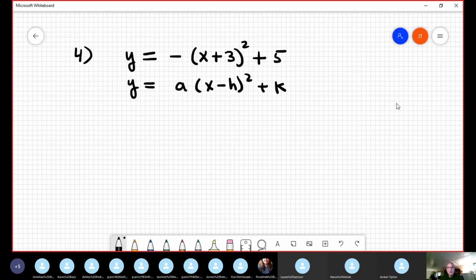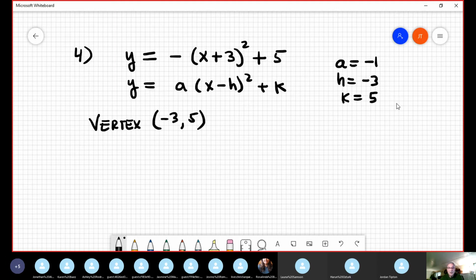Identify that a is -1. Look at that. h is -3, opposite sign. In the general formula you see minus. In the particular example you see plus. That's because we have a double minus. So the value of h is -3 and k is 5. I know that the vertex of this parabola is located at the point (-3, 5). And this parabola opens down, because a is negative. This point is the vertex.